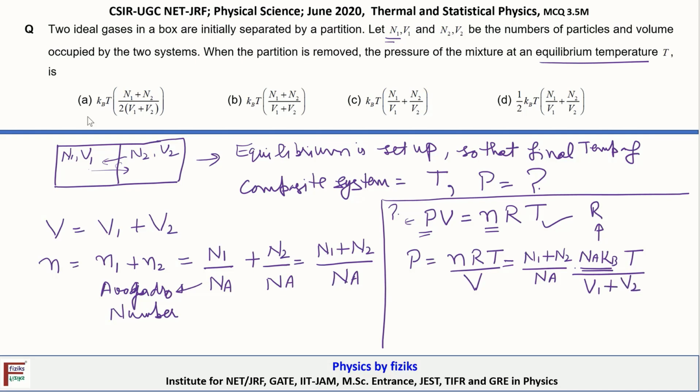Some of the terms here will cancel, so Na will cancel with Na. So finally we are left with KBT multiplied by N1 plus N2 divided by V1 plus V2. So this is our final answer, and this matches with option B. So therefore option B is correct.